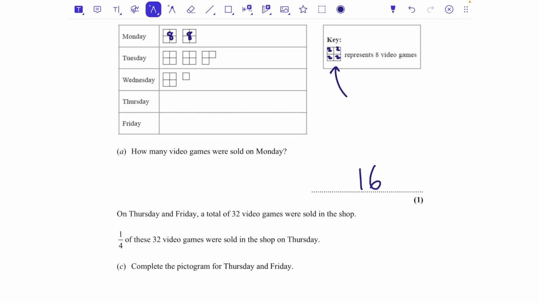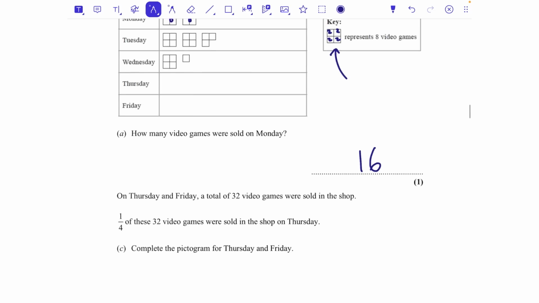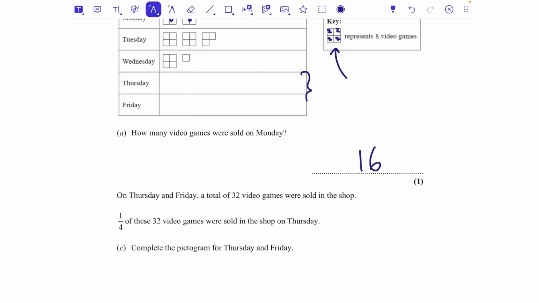A quarter of these 32 video games were sold in the shop on Thursday. Complete the pictogram for Thursday and Friday. So these two need to make 32 and a quarter of 32. Now remember, you can do a quarter times 32 in your calculator, or you can divide by the bottom and times by the top. So 32 divided by 4 is 8.